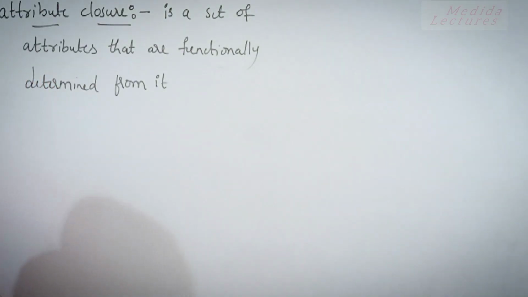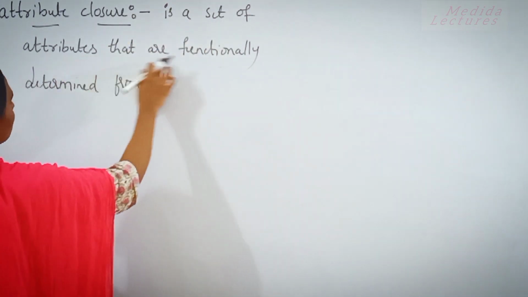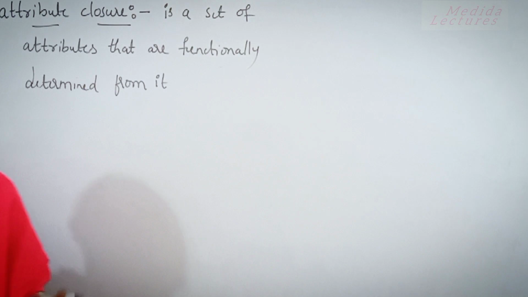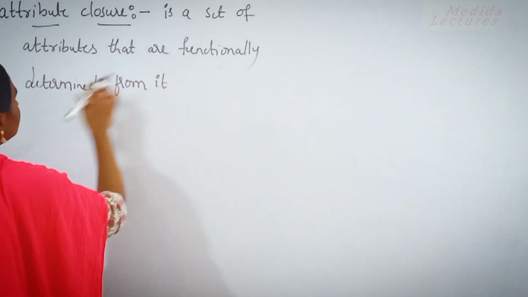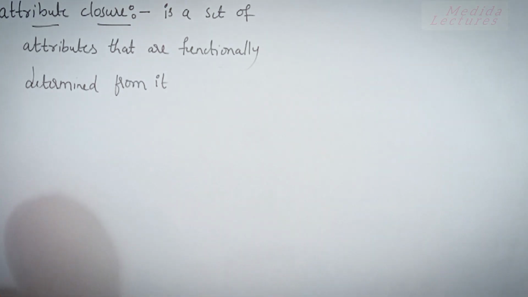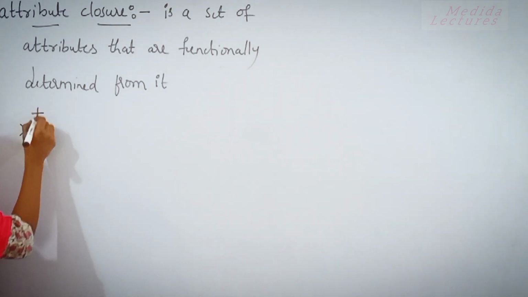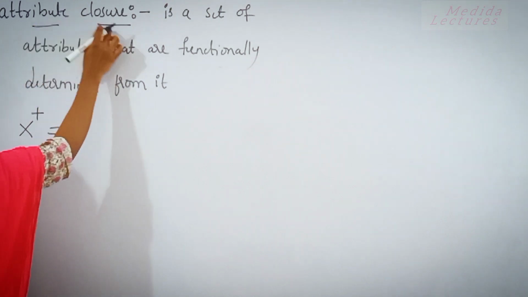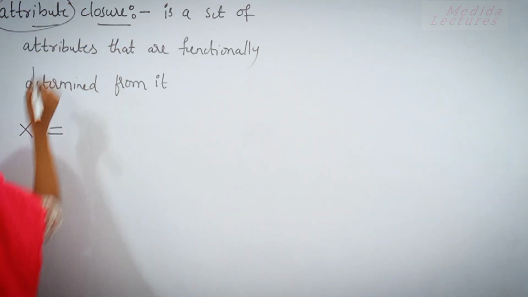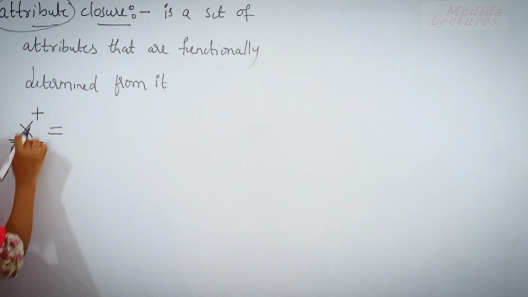What is attribute closure? Attribute closure is a set of attributes that are functionally determined from it. How to denote the attribute closure? Attribute closure is denoted by X power plus. In place of attribute, I am taking X. So this is called X closure.